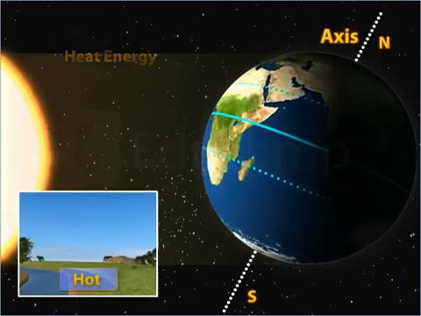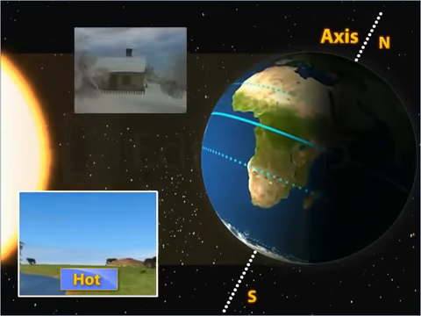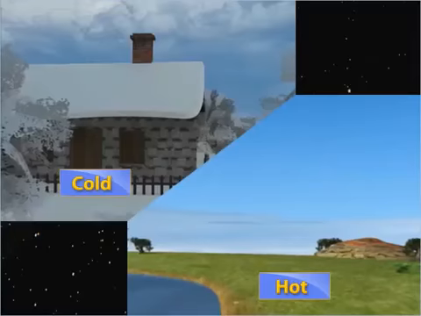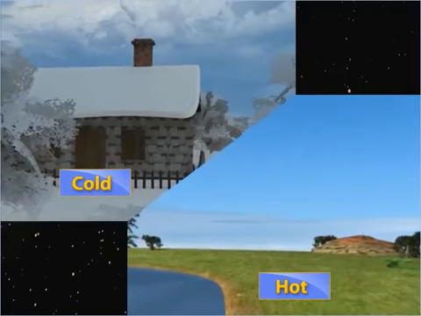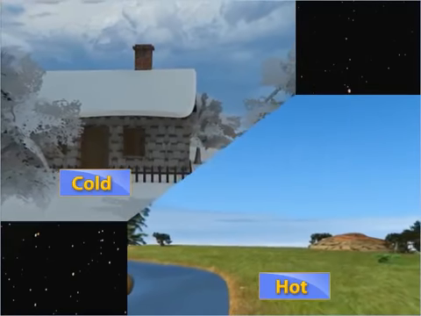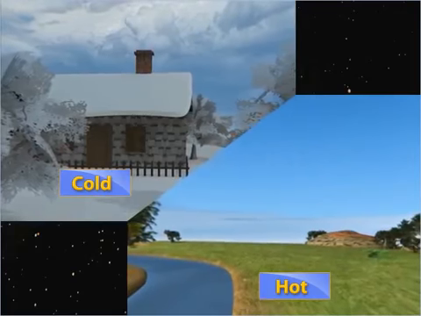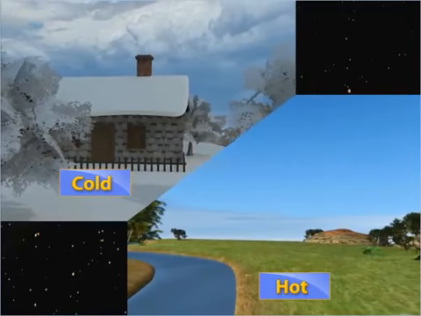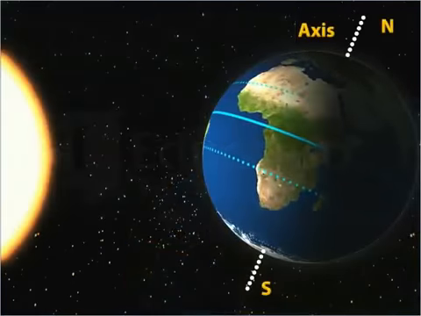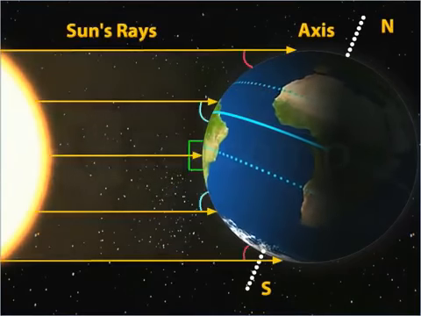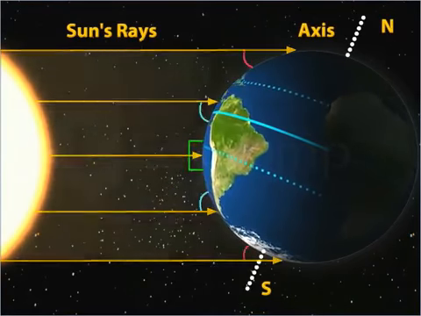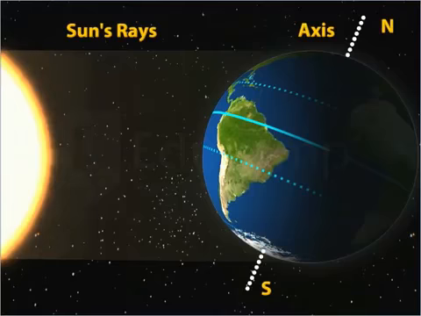Some places are very hot and some other places are very cold. Let us first understand why there are differences in the distribution of temperature over the surface of the Earth. The two major reasons behind this are angle of the Sun's rays and shape of the Earth.